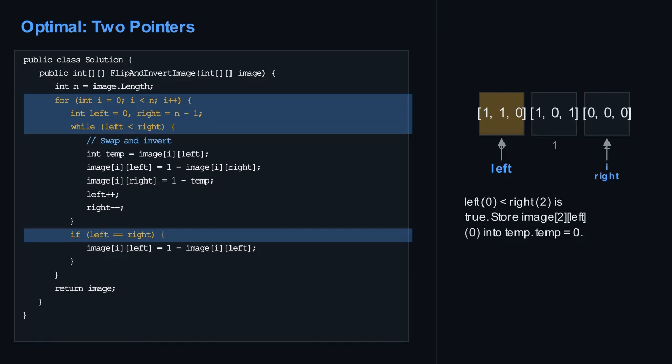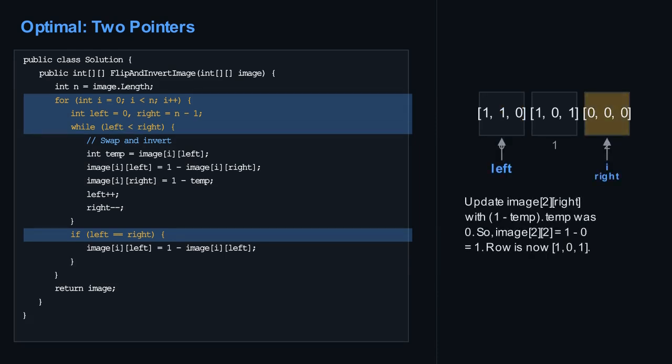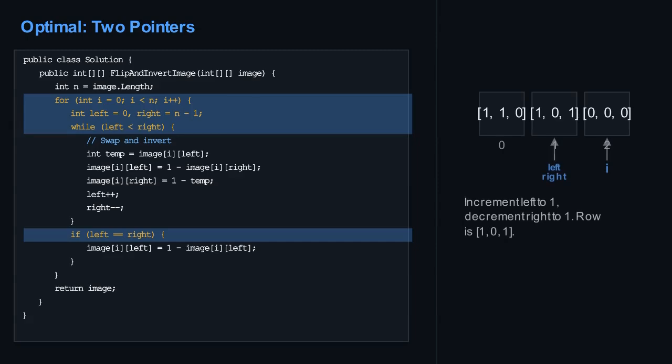Finally, the third row 0, 0, 0. Left is 0, right is 2. Left is less than right. We store image at row 2, column 0, which is 0, into temp. Temp is 0. Image at row 2, column 0 becomes 1 minus image at row 2, column 2, which is 0. So 1 minus 0 is 1. Image at row 2, column 0 becomes 1. Image at row 2, column 2 becomes 1 minus temp, which was 0. So 1 minus 0 is 1. Image at row 2, column 2 becomes 1.